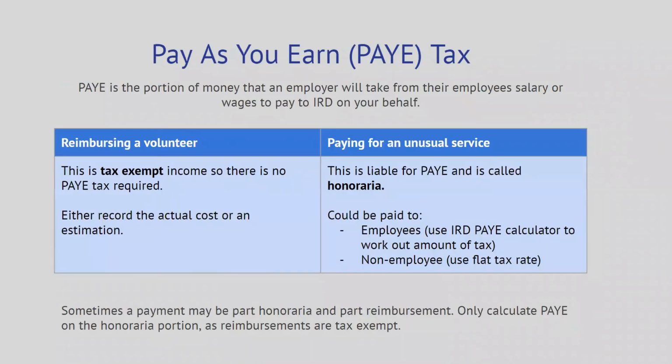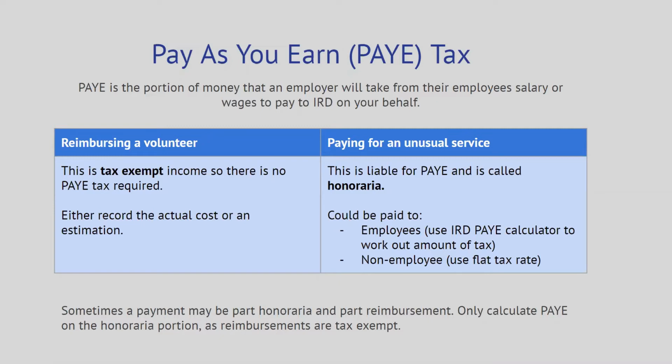Cool. So pay as you earn, also known as PAYE. Many of you might have heard about this. This is the portion of money that an employer will immediately take from their employee's salary or wages to pay to IRD on your behalf. So for things like reimbursing a volunteer, this is tax exempt income, so there's no PAYE tax required. You do still need to record this, so either record the actual cost or estimation.